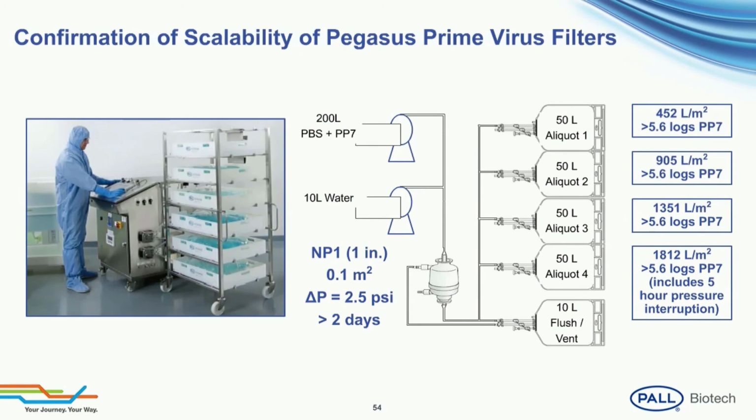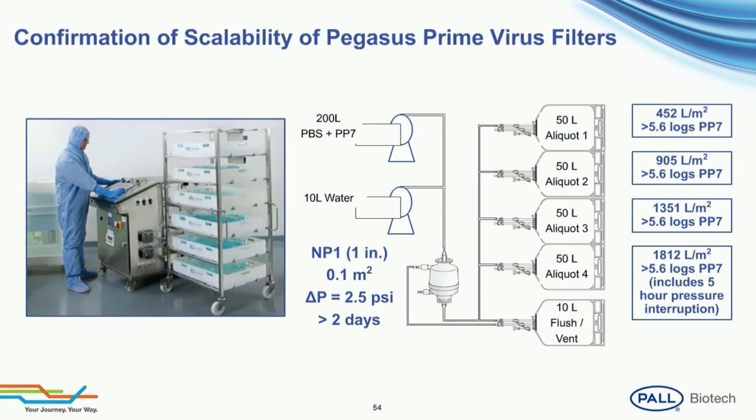So, performance of virus filter scalability. The experiment done over a small scale filter should be scalable and representative of large scale process filters. So this experiment was conducted to demonstrate scalability of Pegasus Prime NP1 filter, which is a small capsule filter.